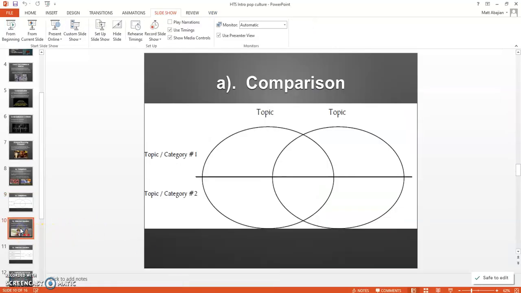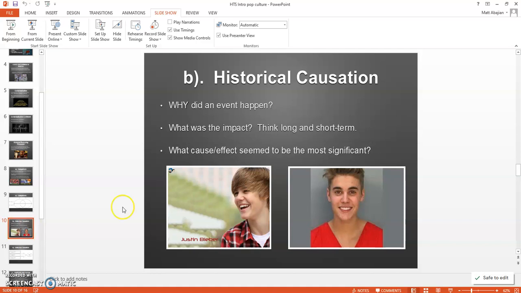The next one is causation. You're like, Bieber, man. What caused this little innocent kid from Canada to become this huge pop icon, land himself in jail in some trouble, and tattoo himself up? Why did the event happen? That's what we're talking about with causation.